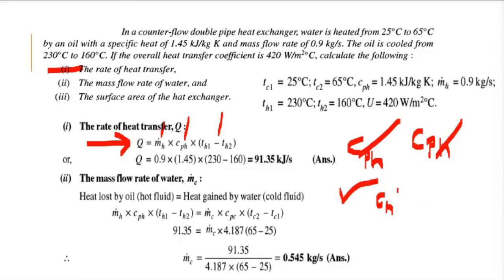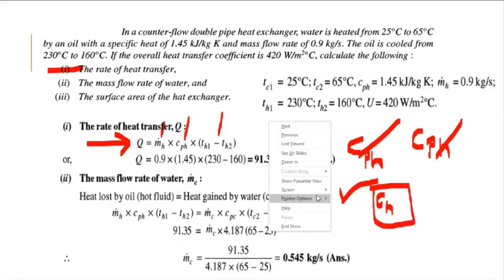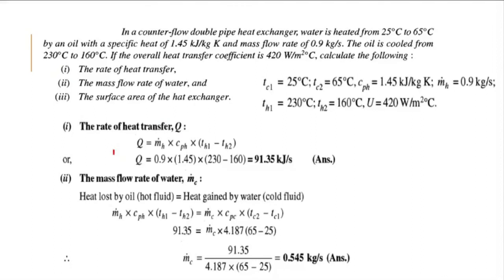Is this part clear? Yes, sir. Okay, you can either write CPH or you can write simply CH. So Q is equal to MH, CPH, TH1 minus TH2. All the data is given. So putting the values in the formula, we have found out the Q value. So Q is 91.35 kilojoule per second or 91.35 kilowatts.